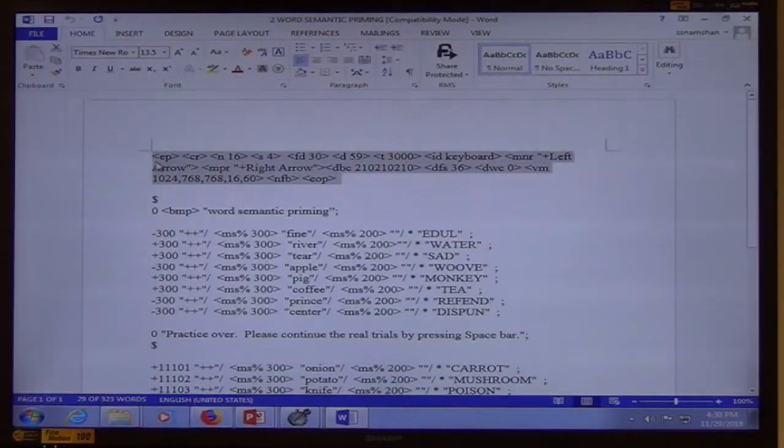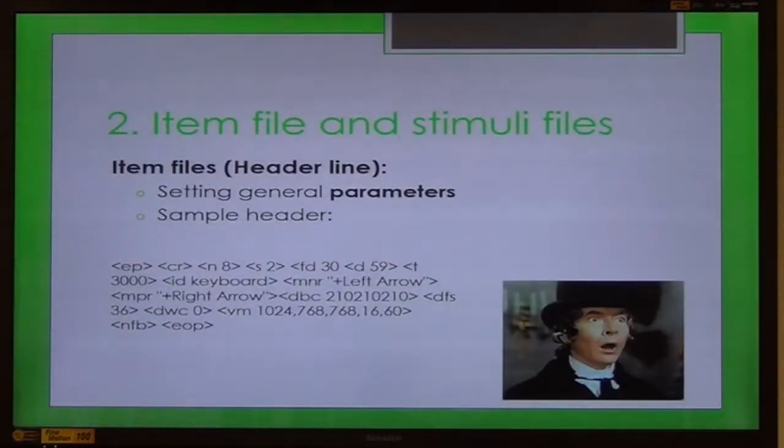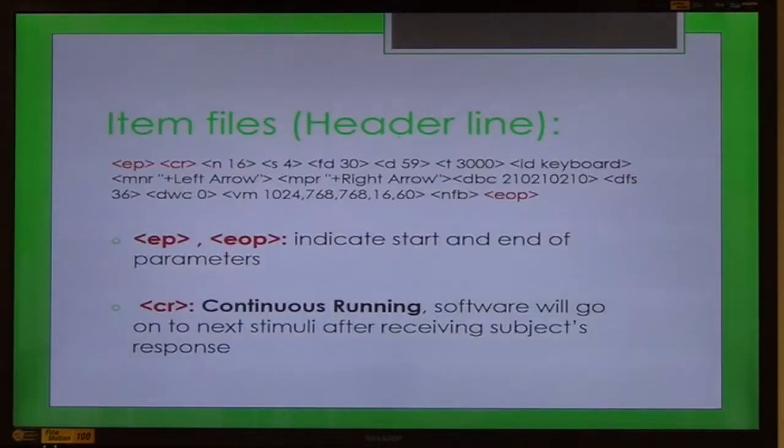These three lines at the top are the header. You can see there are many components here. I hope it doesn't scare you, and we are going to go through the header line first. We will first look at the beginning and the end of the header line. Here and here, you can see EP and EOP. They simply indicate the beginning and the end of the header line. Whenever you write a header line, remember to put EP at the beginning and EOP at the end.